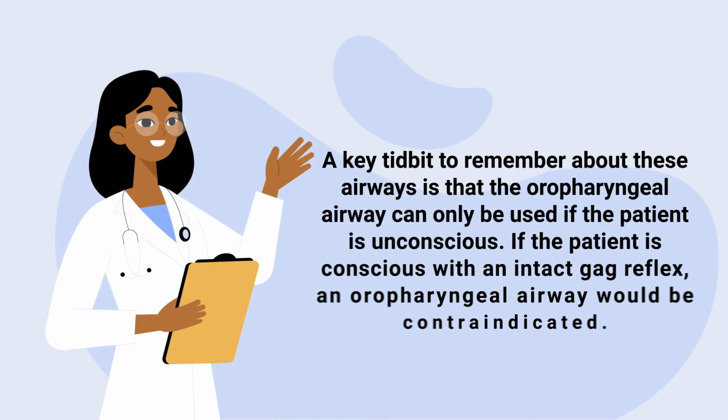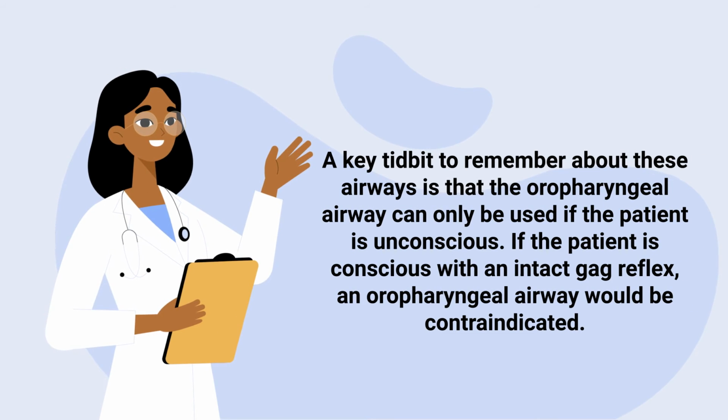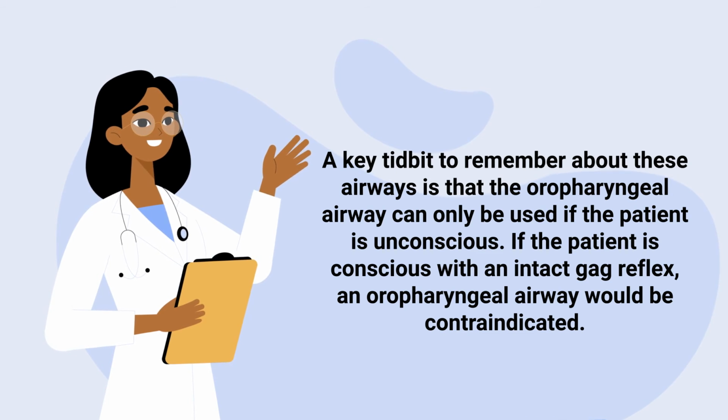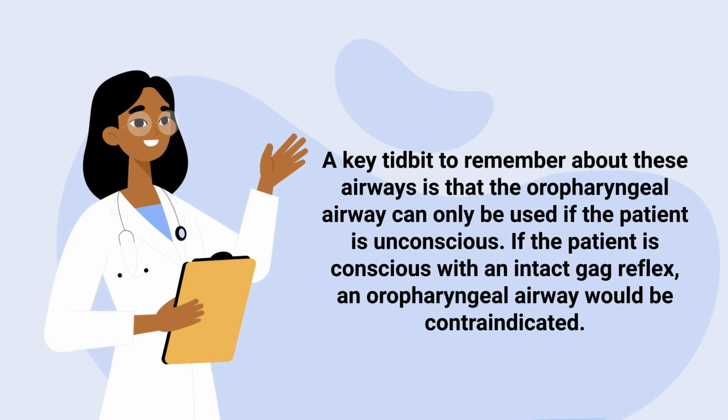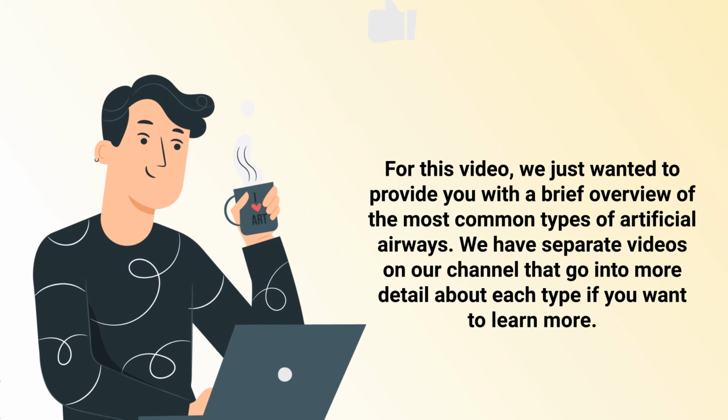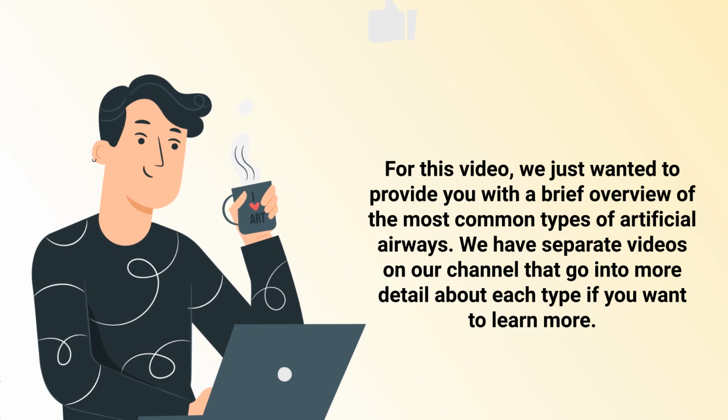A key tidbit to remember about these airways is that the oropharyngeal airway can only be used if the patient is unconscious. If the patient is conscious with an intact gag reflex, an oropharyngeal airway would be contraindicated. But again, for this video, we just wanted to provide you with a brief overview of the most common types of artificial airways. We have separate videos on our channel that go into more detail of each type if you want to learn more.